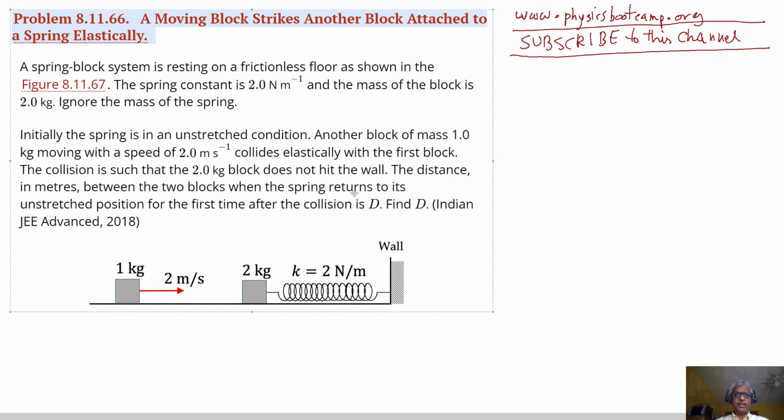We have a problem today that combines elastic collision and spring motion. A couple of things to know before we do the problem: what the problem actually is, and how many time steps or different things happen in the problem.